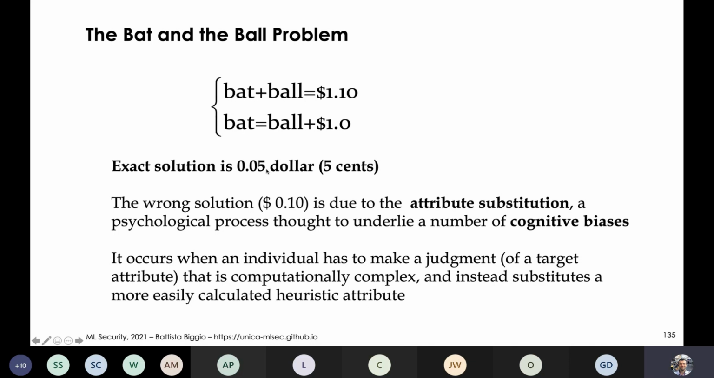but this is a phenomenon which is well known as a cognitive bias. It's called attribute substitution, and when you're given this information, you try to solve only one of these equations immediately without considering the other one. So that's why if you think fast, then you tend to give a wrong solution because of the biases that you have embedded in your brain.